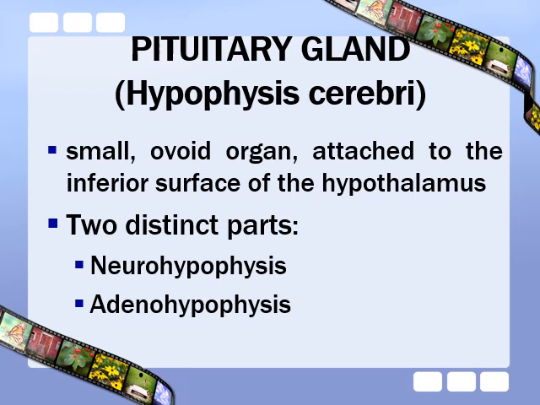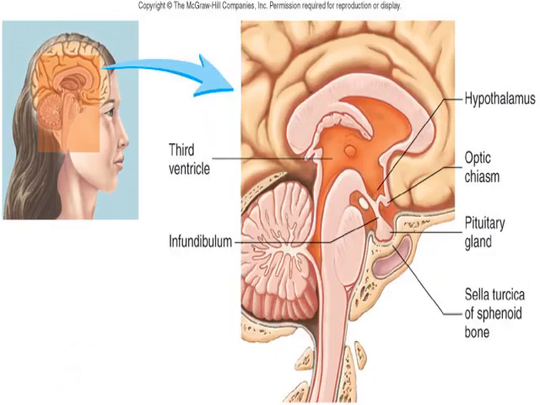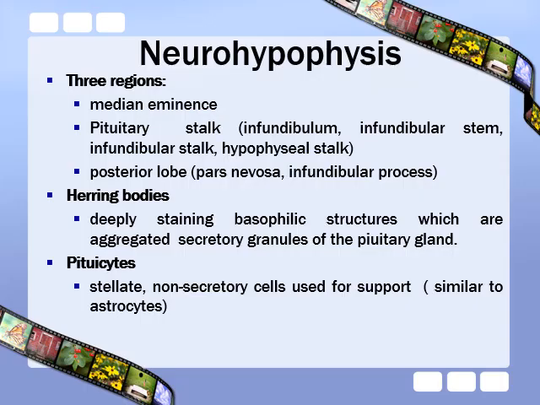So the pituitary gland or the hypophysis cerebri is a small ovoid organ attached to the inferior surface of the hypothalamus. There are two distinct parts: the neurohypophysis and the adenohypophysis. The neurohypophysis arises from the neural ectoderm while the adenohypophysis arises from the oral ectoderm. The neurohypophysis has three regions: the median eminence, pituitary stalk, and the posterior lobe.